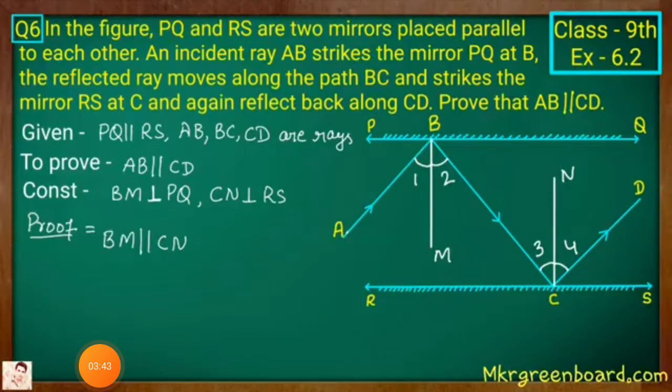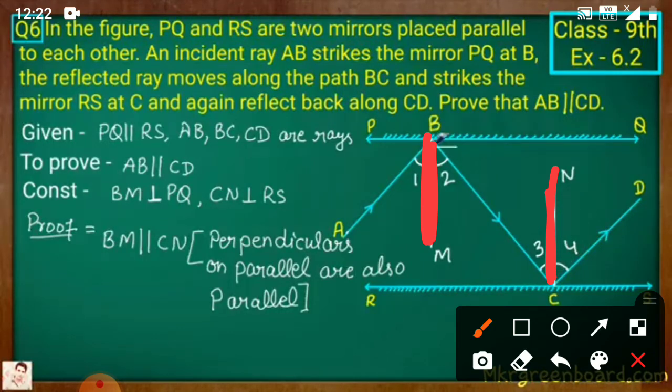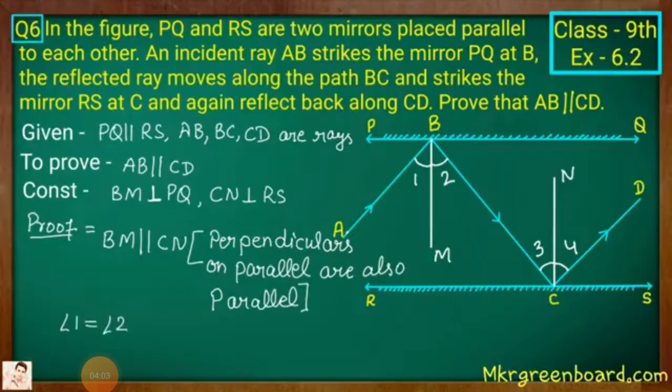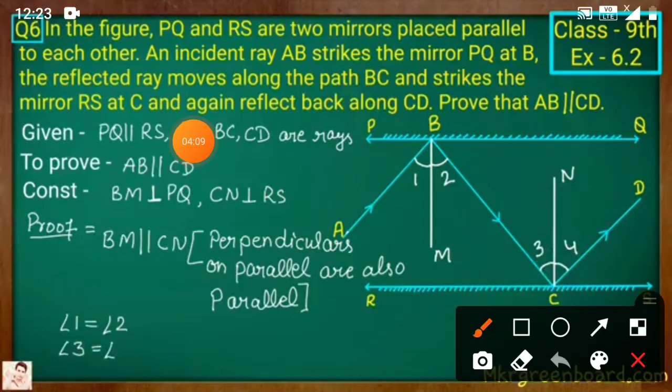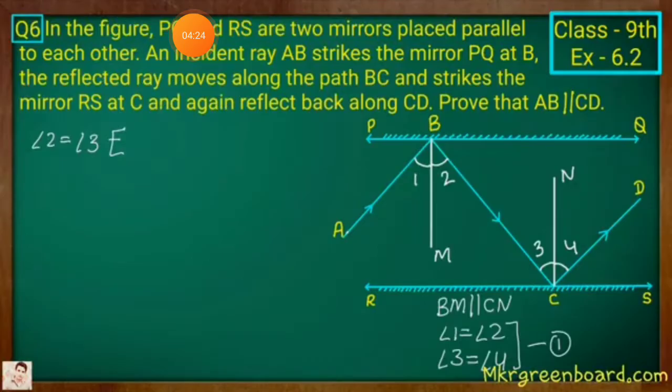Here BM is parallel to CN. See children, PQ is parallel to RS, they are given. So BM is parallel to CN, because perpendiculars on parallel lines are also parallel. Now, angle 1 equals angle 2, angle 3 equals angle 4, because of the law of reflection. See here, law of reflection. Next, that is equation 1.